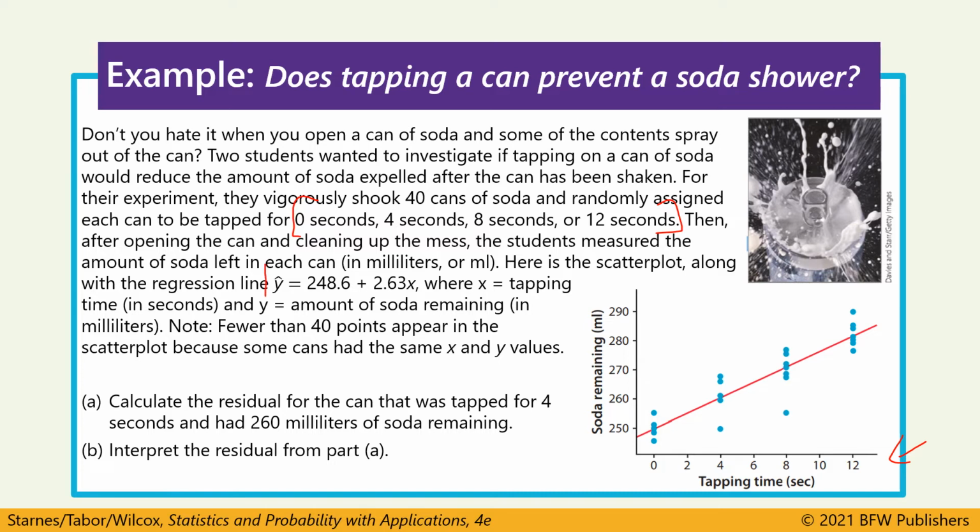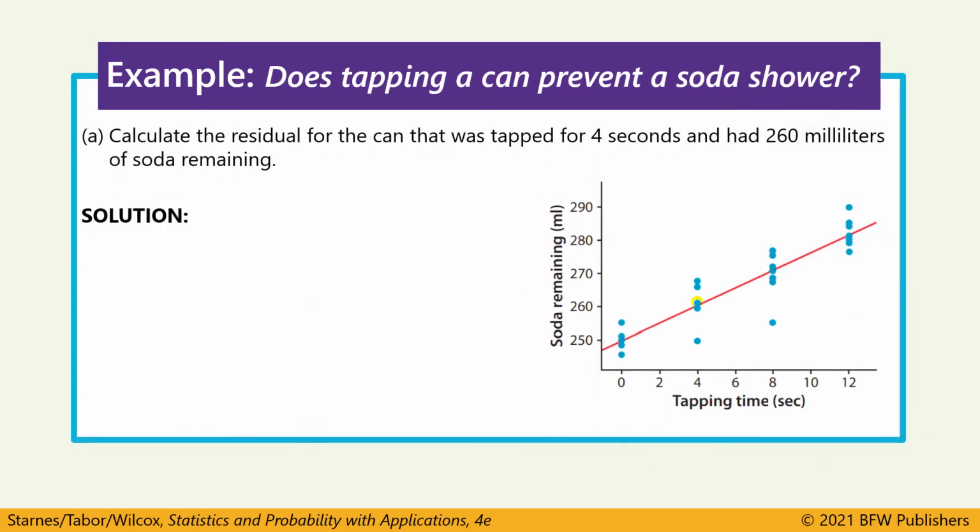The line of best fit, the regression equation, is given by that equation right there. And then it's asking us two questions, one about finding a residual and then interpreting that residual. So it wants us to find the residual for the can that was tapped for 4 seconds and had 260 milliliters of soda remaining. It's highlighted in yellow here. This is the actual value of soda that's remaining.